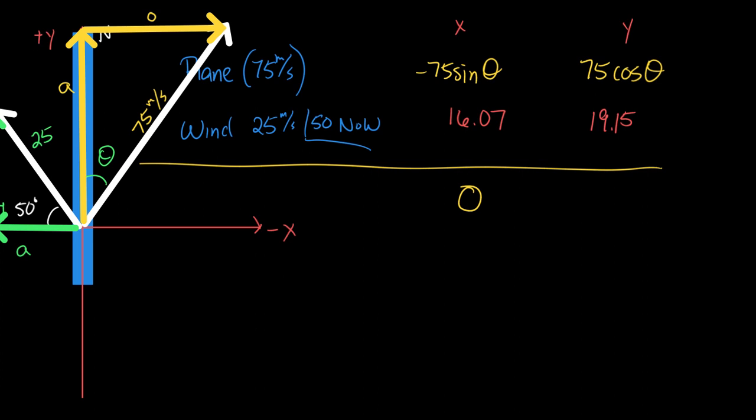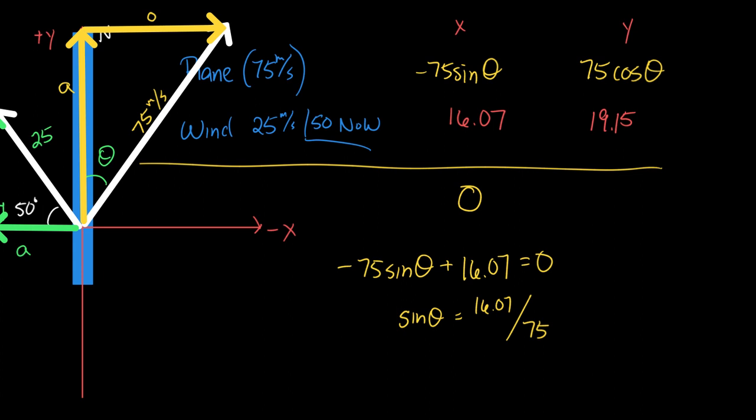So let's do that. Negative 75 sine theta plus 16.07 equals 0. I am doing step 2, which if you wrote it down says add up like components. This is like components. Can't add this one up because I don't know what it equals yet. So I have enough information to solve for theta now. So sine theta equals 16.07 divided by 75. Think I can get my angle now.